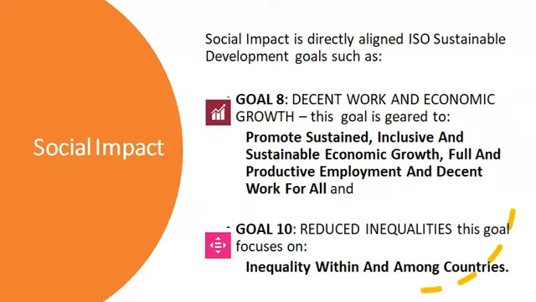Now, the social impact, as was indicated earlier, is directly aligned to ISO Sustainable Development Goals such as Goal number 8, which looks at decent work and economic growth. This goal is geared to promote sustained, inclusive, and sustainable economic growth, full and productive employment, and decent work for all. It also incorporates Goal number 10, which looks at reduced inequalities. This goal focuses on inequality within and among countries.